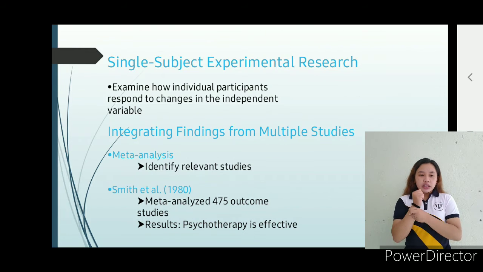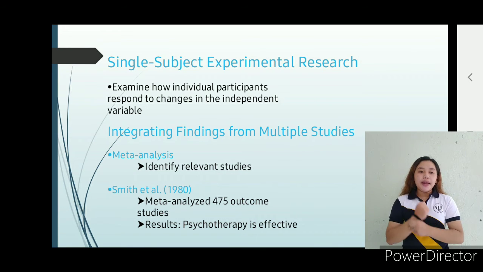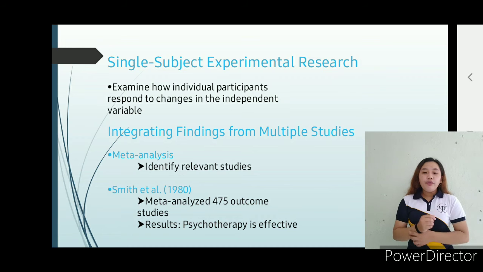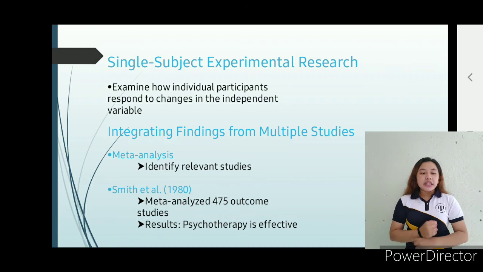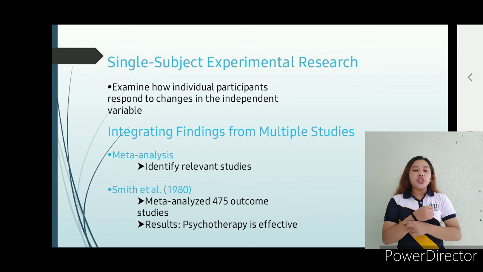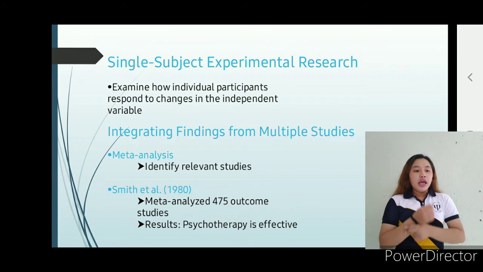Single subject experimental research. It examines how individual participants respond to changes in the independent variable. It is a rigorous study of a single case over varied experimental conditions and time, with repeated measurement, evaluation of validity, variability, level and trend, and a premium on internal validity.